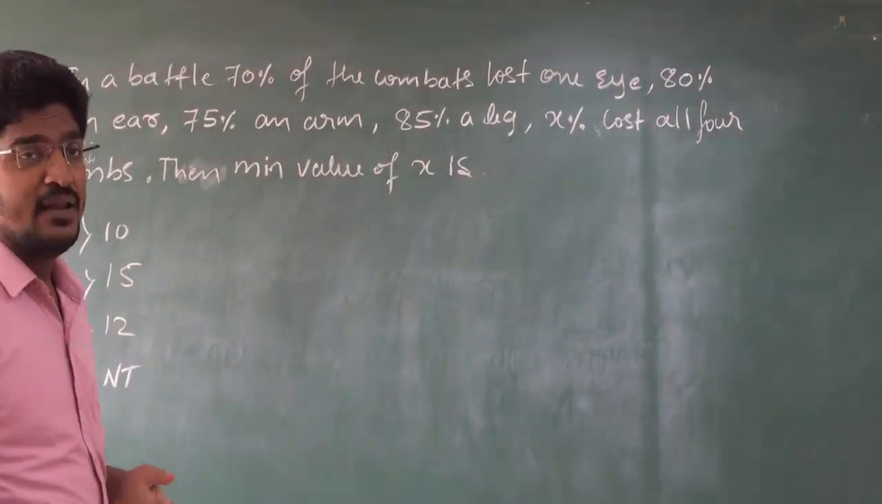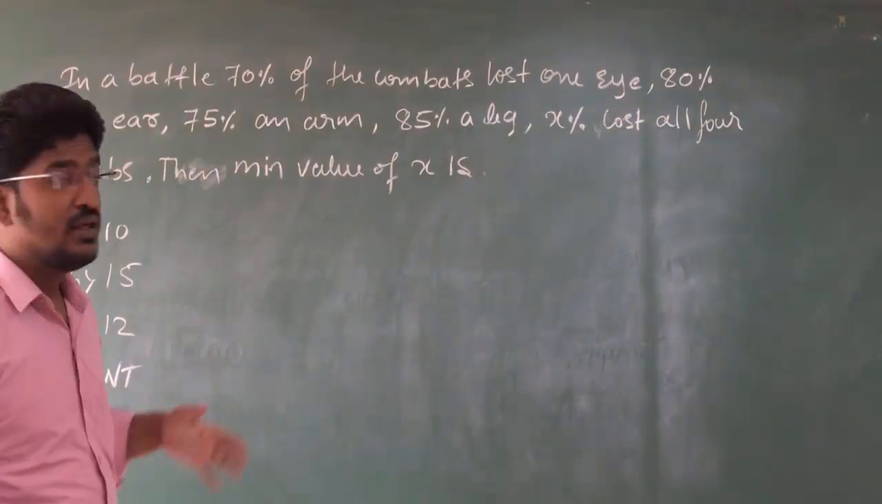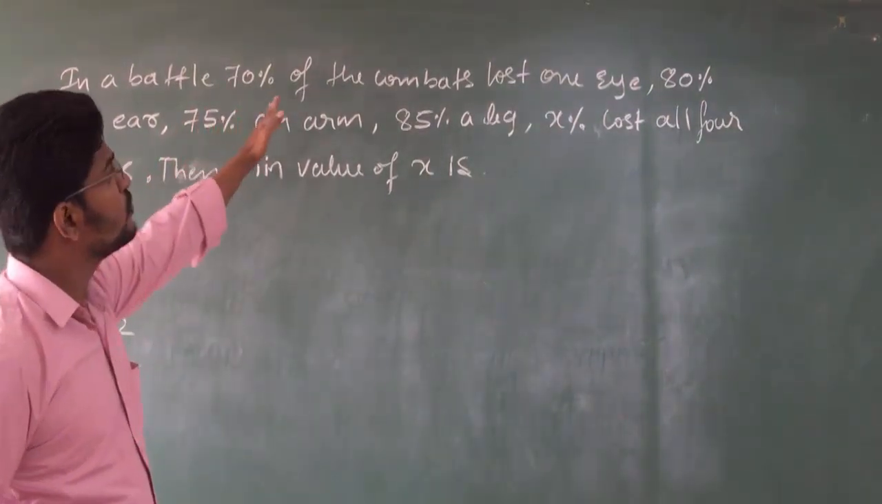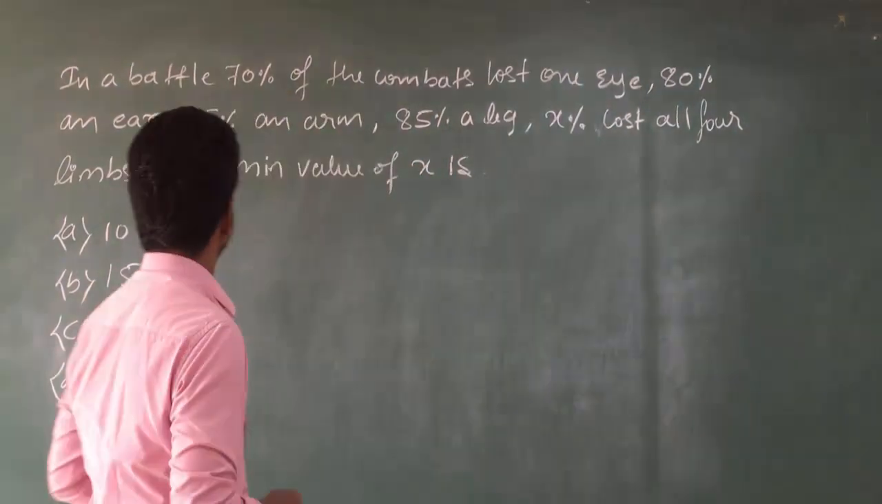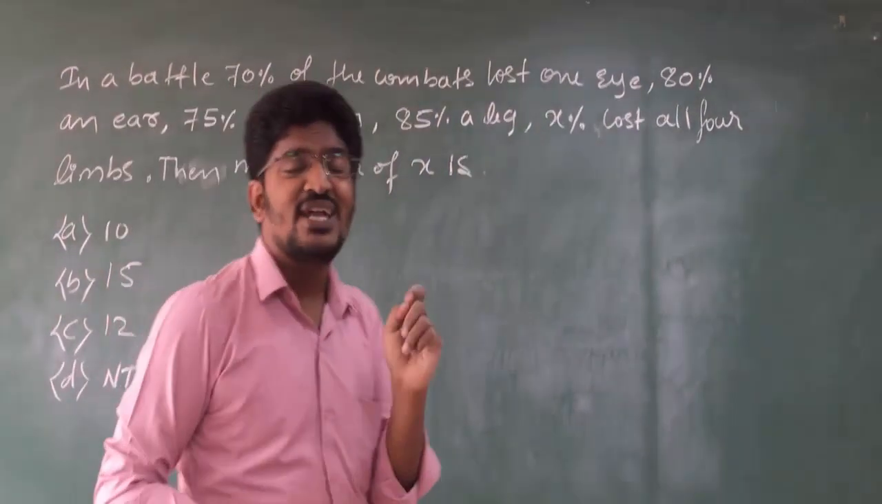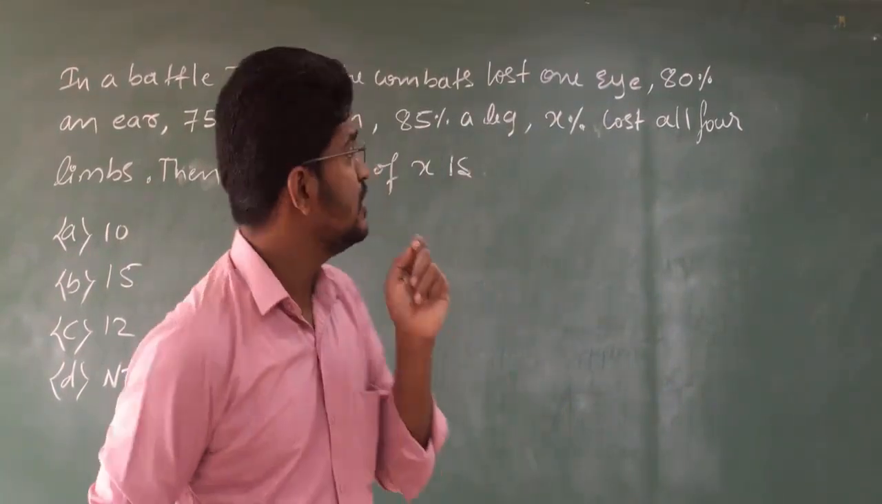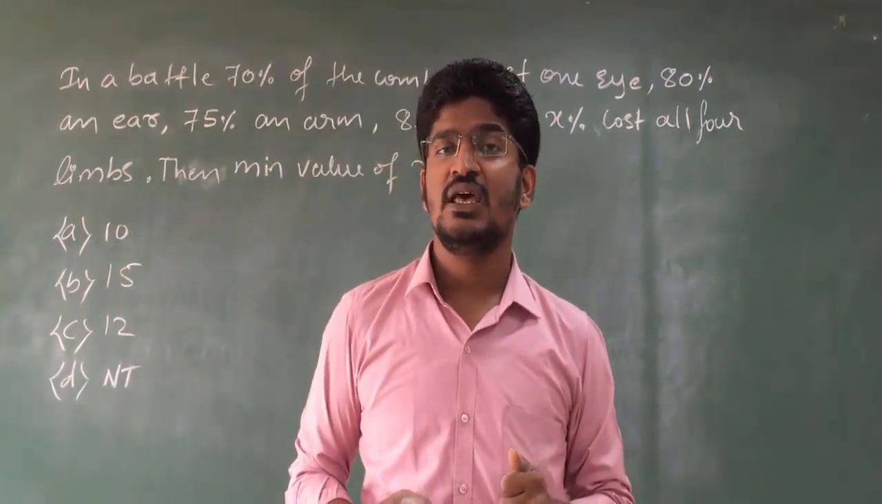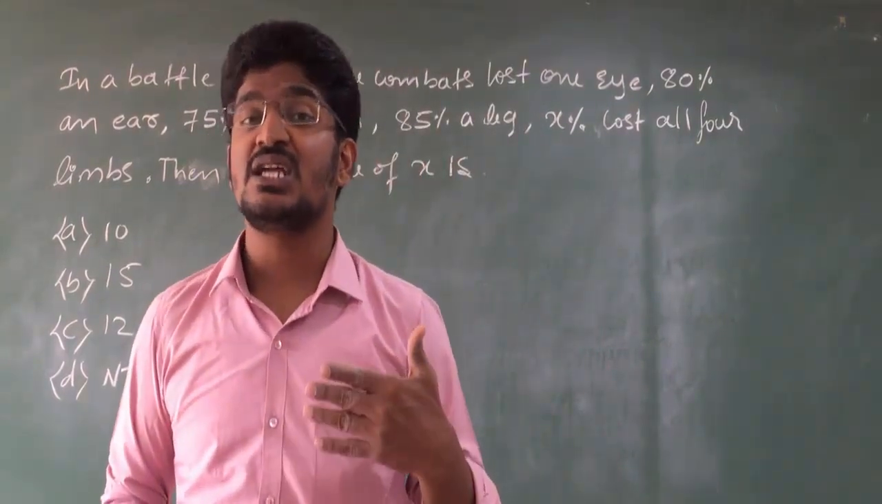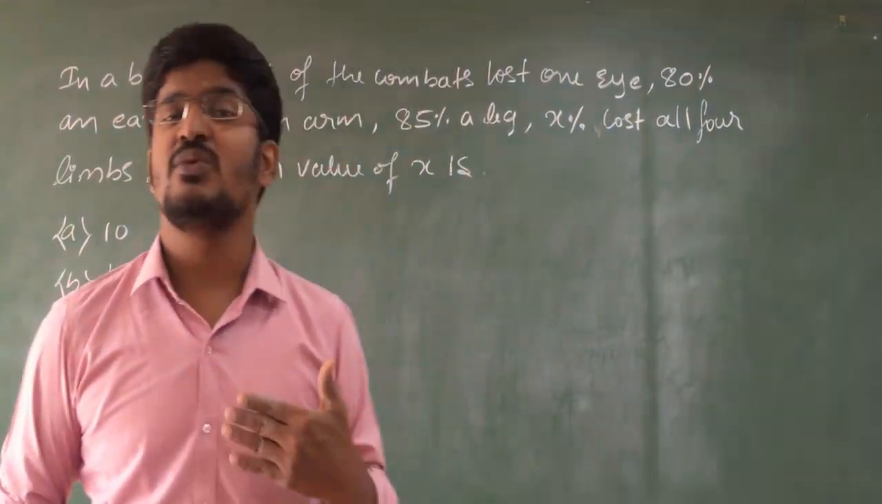Okay students, see here. There is a battle. In a battle, 70% of combatants lost an eye. What is the meaning of this statement? 70% of combatants lost one eye. Remaining 30% are safe. Are you getting my point?